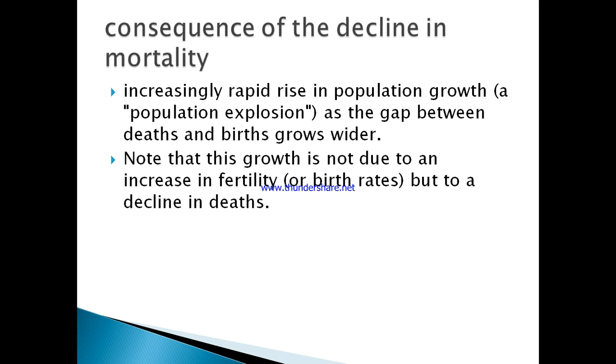Consequence of the decline in mortality: an increasingly rapid rise in population growth. A population explosion occurs in this stage as the gap between deaths and births grows wider. Note that this growth is not due to an increase in fertility, but to a decline in deaths.